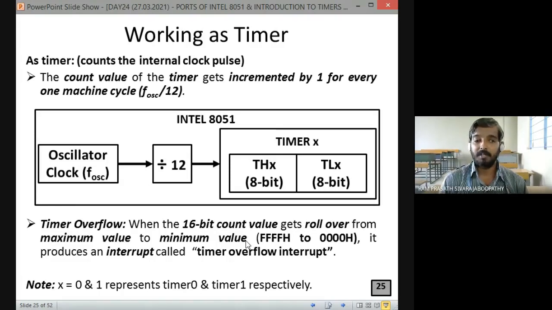As of now, what does timer mean? A fixed frequency that we give as a clock input, so for every one cycle the count value increments. Counting a known frequency is called a timer. In the next class we will discuss the counter and its operation. So with this we will stop today's session. We can continue from the slide.